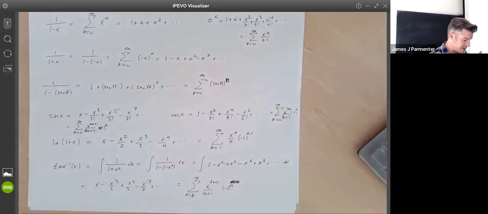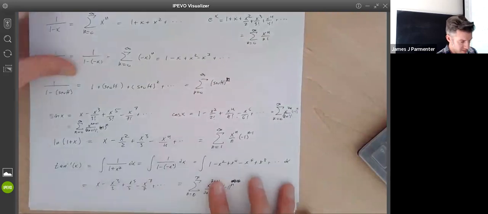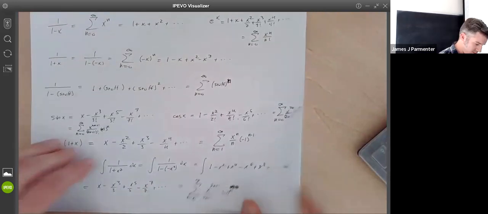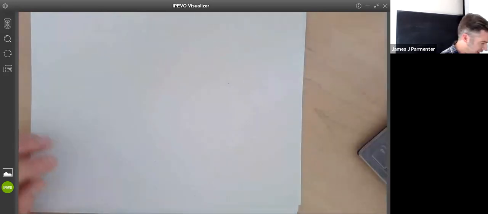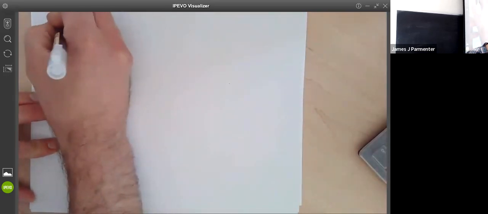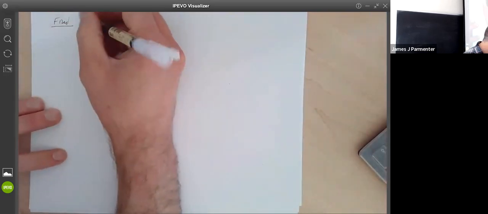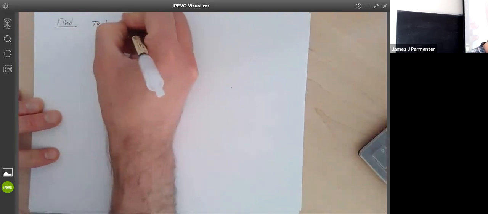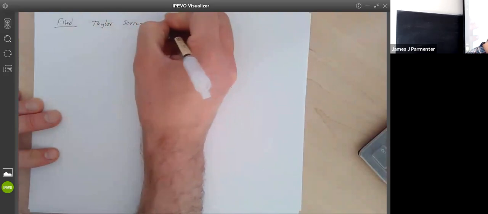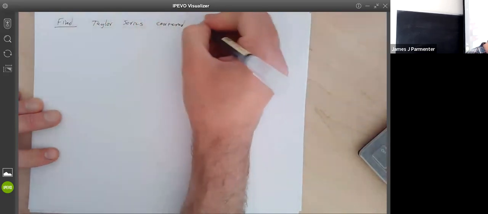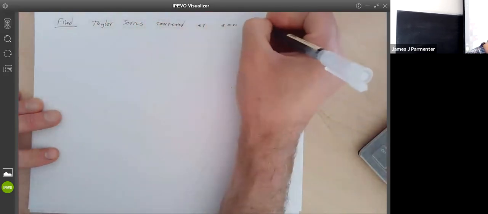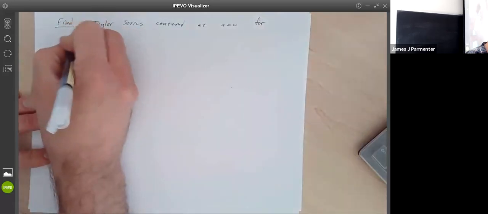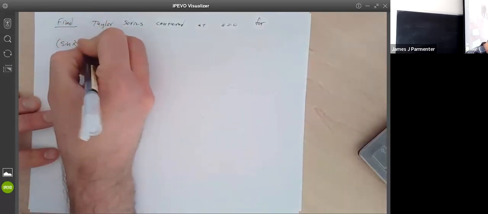So knowing these, we can do lots of weird things. For example, I want to find the Taylor series centered at 0. I should have just said Maclaurin series, for sine of x times cosine of x.